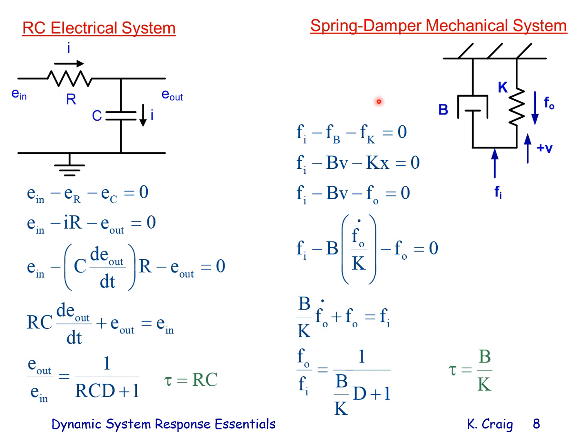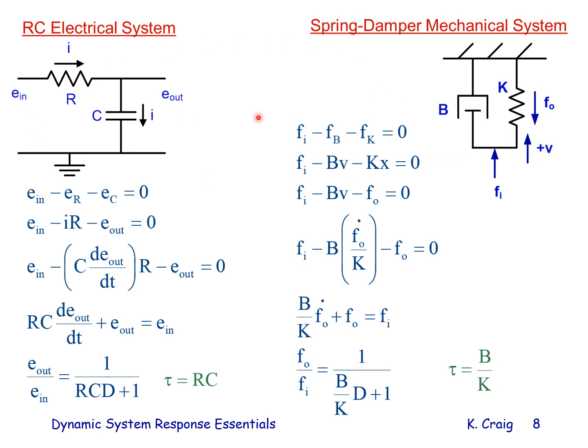Let's go to the spring damper mechanical system. Here, I goes through the R and the C. They are in series. What's analogous to current? It's velocity. So the velocity of the dashpot and the spring have to be the same. And they're in series. Even though they look like they're in parallel, they're in series according to this analogy. So both the end of the spring and the end of the dashpot have the same velocity, just as the resistor and capacitor have the same current. I is analogous to velocity.